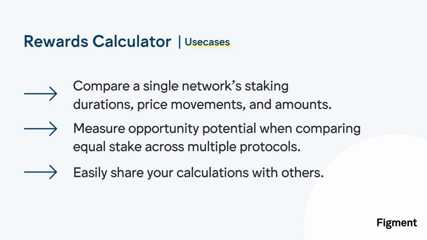It's really great to be able to see the difference between staking reward rates across several protocols all on one page. On top of this, you'll be able to measure the opportunity potential when comparing equal stake across multiple protocols and easily share your calculations with your team or friends. One of my favorite features of the rewards calculator is the ability to see the rewards left on the table when you're not compounding monthly, not to mention the principal erosion when just holding on inflationary proof of stake protocols.